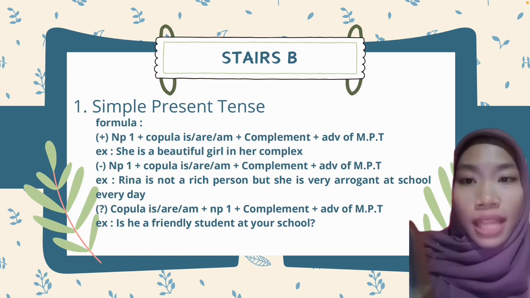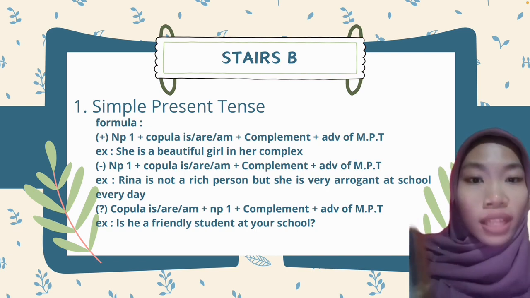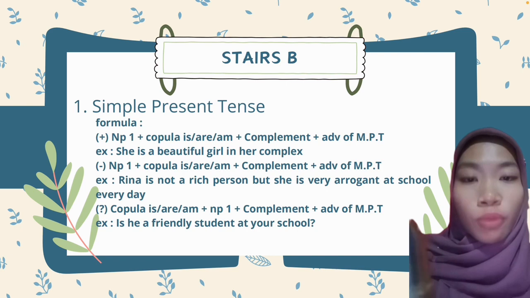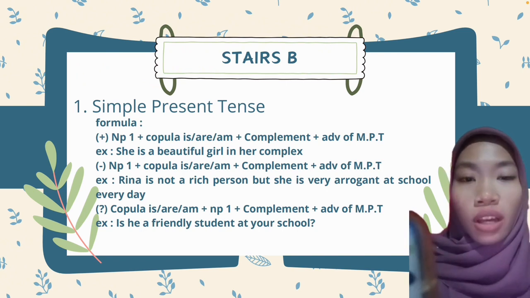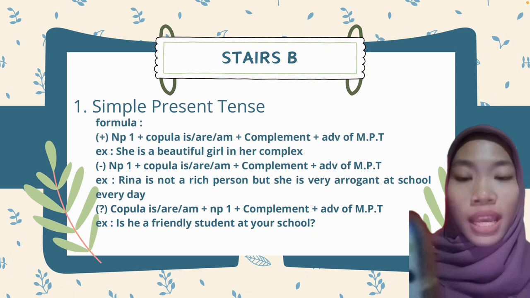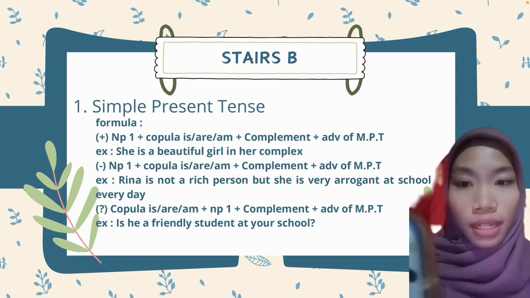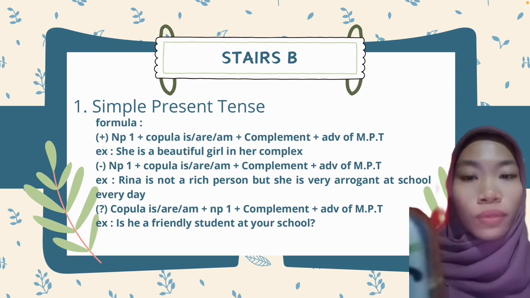Next are the steps of Stairs B on simple present tense, which are divided into positive, negative, and interrogative. First is positive, using the same stairs as the initial stairs, consisting of noun phrase 1, copula, complement, adverb of manner, place, and time. An example is: she is a beautiful girl in her complex. She in this sentence is noun phrase 1.